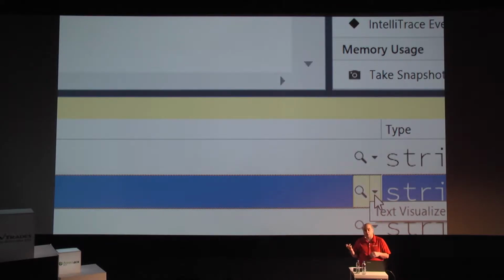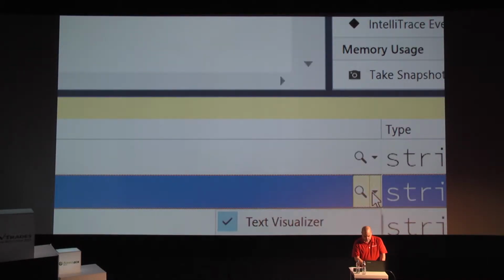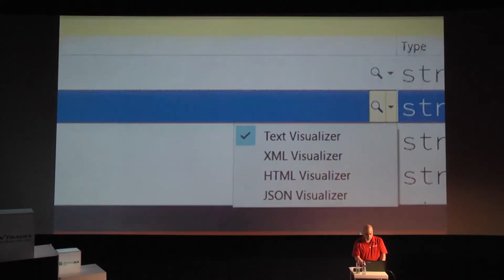Also notice here that there is a very small magnifying glass, and if I hover over it, it says Text Visualizer. That's what's called the visualizer, or how it represents the data. Since this is a string value, it's going to represent it as a string. But let's say you're looking at a JSON document or an XML document. It'll be smart enough to determine that it's an XML or a JSON document and show you that, tree view kind of thing. If you want to change the default, all you do is click on it, and then you can choose one of the many options.